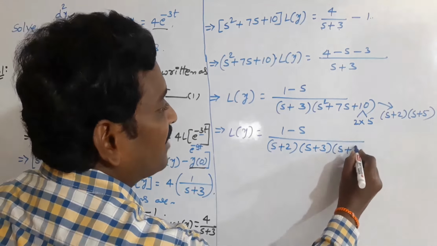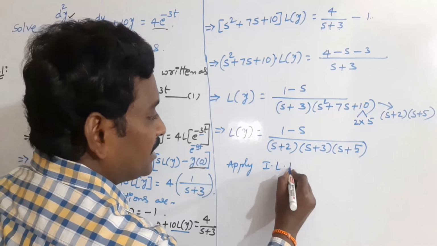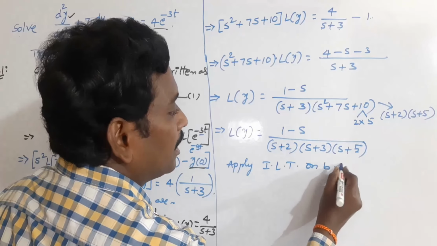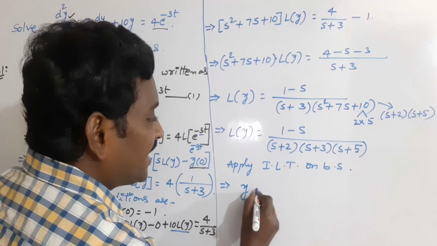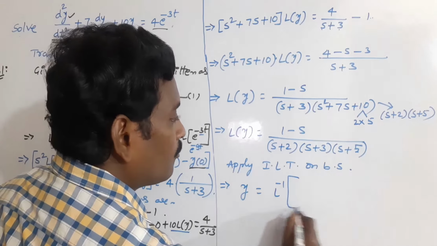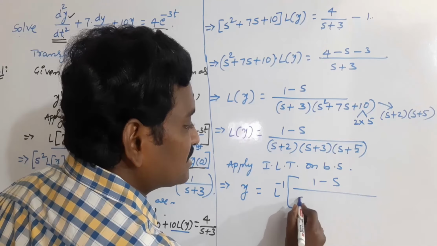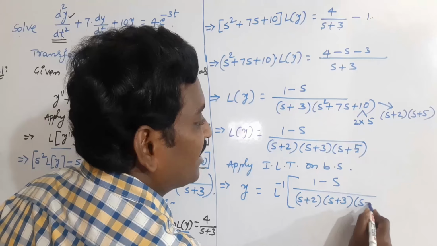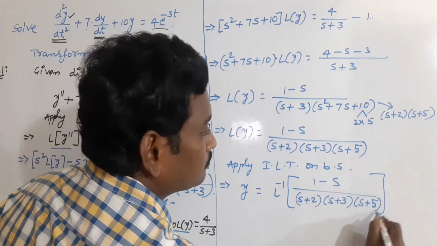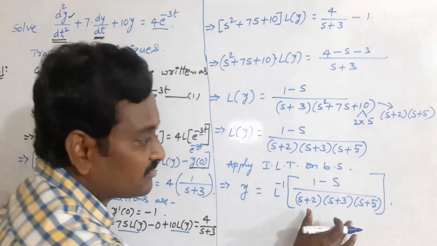We need the value of y. That's why apply inverse Laplace transformation on both sides. So automatically L inverse of L of y is nothing but y, and the right hand side becomes L inverse of 1 minus s by s plus 2 into s plus 3 into s plus 5. So it is enough to find the L inverse of this function.